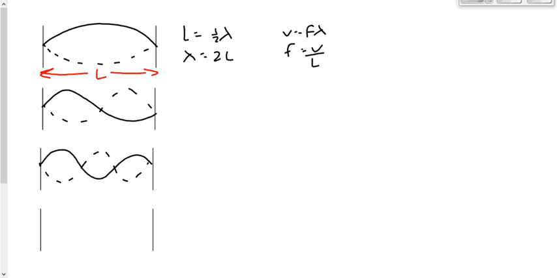All right, the length of the string, I should say, is L. We're going to say L is how much of a wave here? This is a half of a wave. Now, therefore, lambda is equal to 2 times L. We're going to say v is equal to f times lambda. f is equal to v over lambda, I should say. Or we're going to say f is equal to v over 2L. There's the frequency, we say, of the first harmonic.